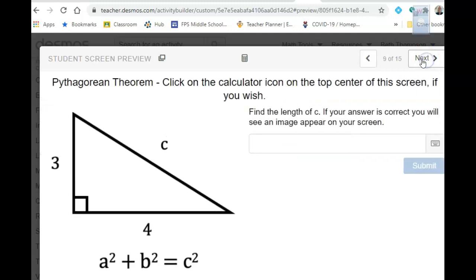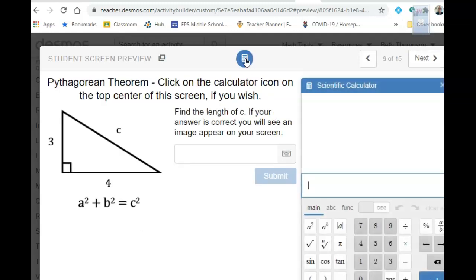I want everyone to go to 9. And you might be saying, Mrs. Thompson, I did this already. It's okay. I'm showing a second time if you get in. So, yes, and you can see how you can erase and go back, and you're going to do this for me. Okay, so everyone go to 9. When you're on 9, it says, oh, Pythagorean theorem. Click the calculator icon in the top center if you wish.